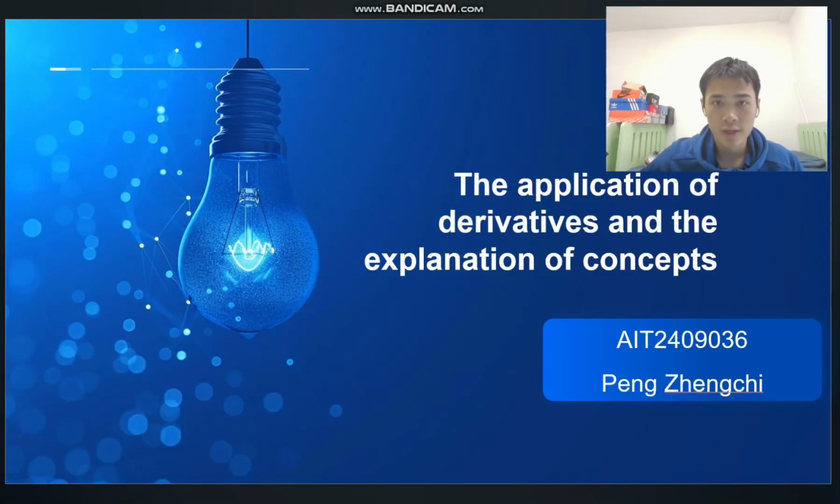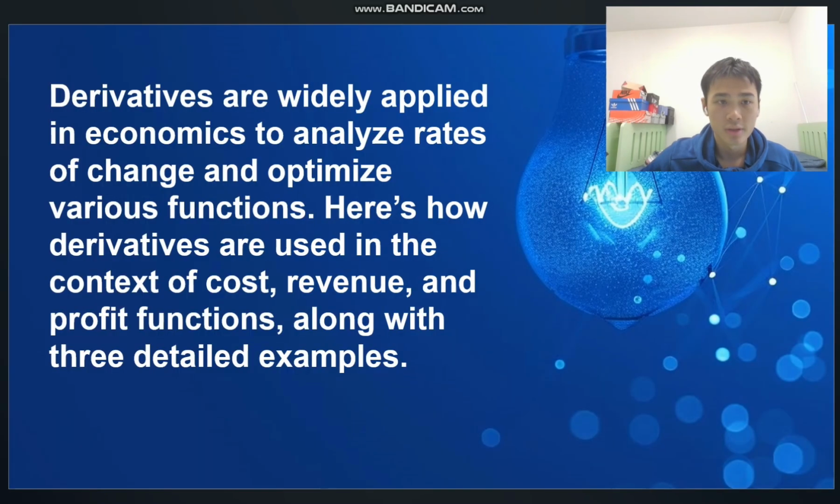Hello everyone, today I'm glad to talk about the application of derivatives and the explanation of concepts. So, derivatives are widely applied in economics to analyze rates of change and optimize various functions. Here's how derivatives are used in the context of cost, revenue, and profit functions, along with 3 detailed examples.